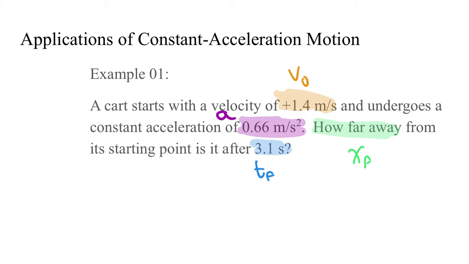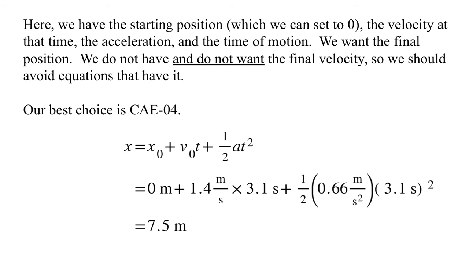So, what things do we have? What things do we not have? Well, we have the initial position would be 0. That's implicit because we're measuring from its starting point. We have the initial speed. We have the acceleration. We have the times. We want the final position. What we don't have and we're not asked about is the final velocity. So I'd like to avoid picking an equation that has that final velocity.